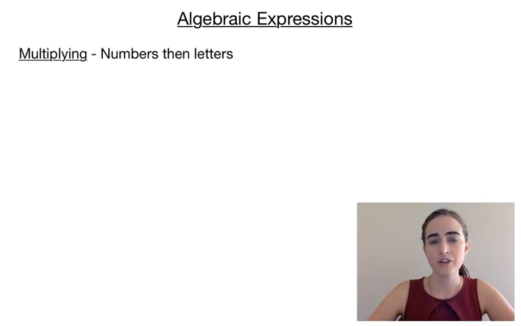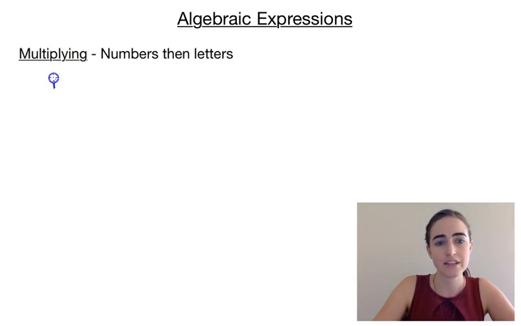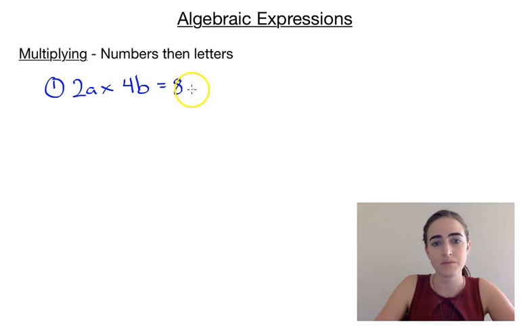So we're going to multiply all our numbers together first, and then we'll multiply the letters. So our first example is 2a times 4b. So we'll do the numbers first, 2 times 4 gives us 8, and then a times b will just be ab, so we'll have 8ab.